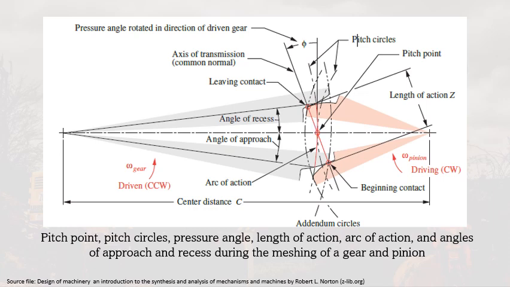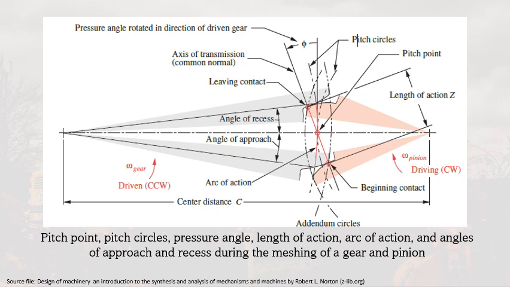The points of beginning and leaving contact define the mesh of the pinion and the gear. The distance along the line of action between these points within the mesh is what we call the length of action, denoted here by Z. So this length of action Z is the distance along the line of action, which we defined earlier. So this is our length of action.